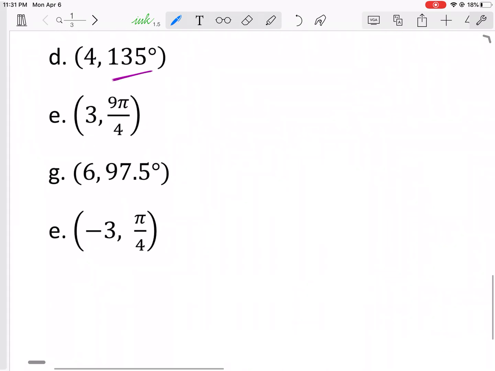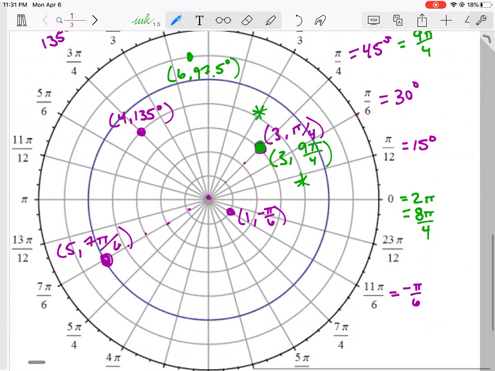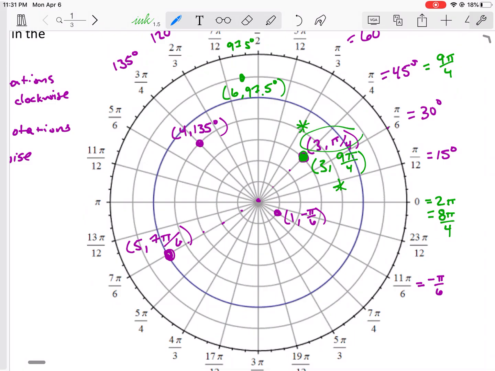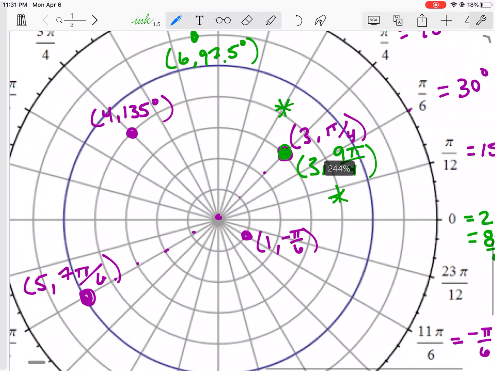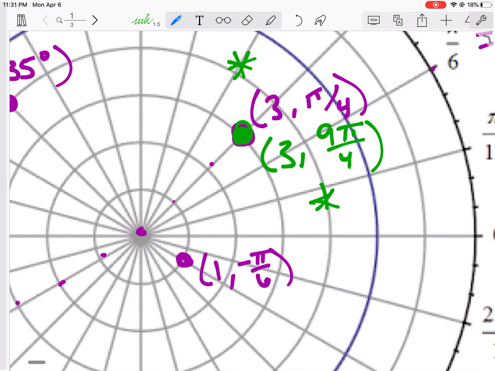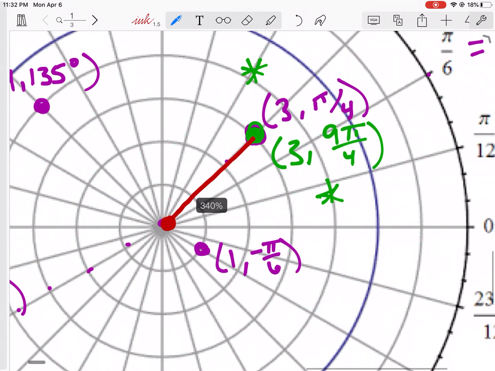Lastly, negative 3 comma pi over 4. What does it mean to have a negative radial distance? Well, we know that positive 3 pi over 4 was right here. It was essentially, I'll do this in red, this distance that took us from the origin out to there. We have the same angle though, so this time we're still rotating pi over 4, but we're going the opposite direction.